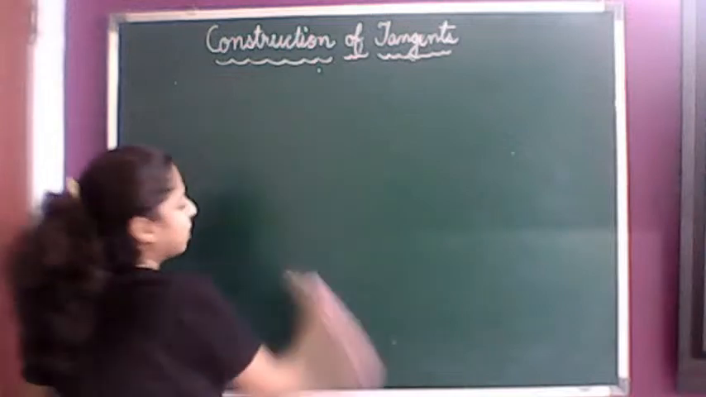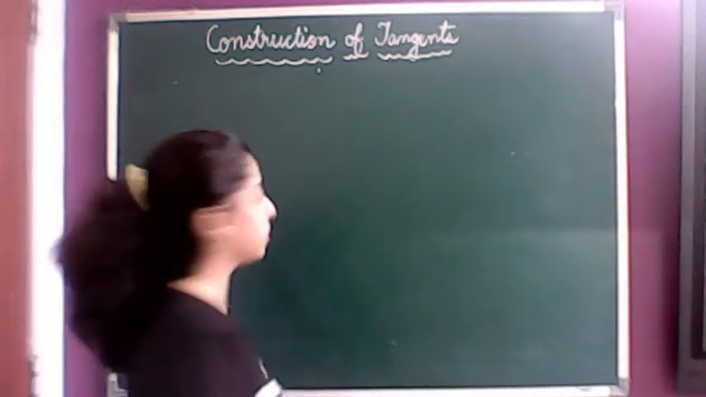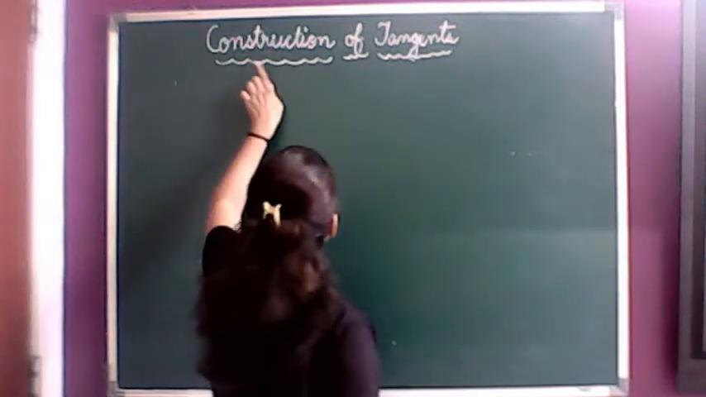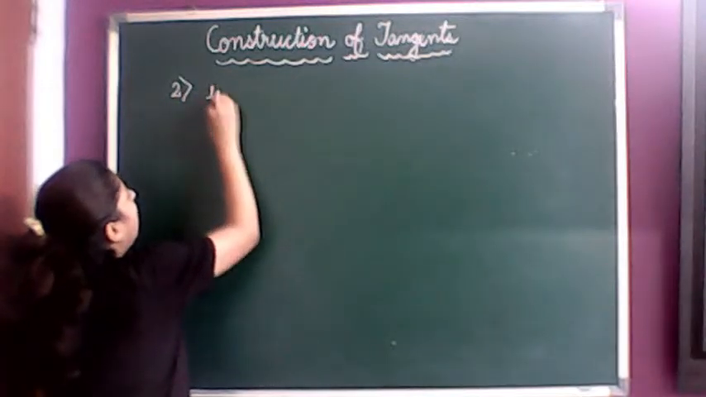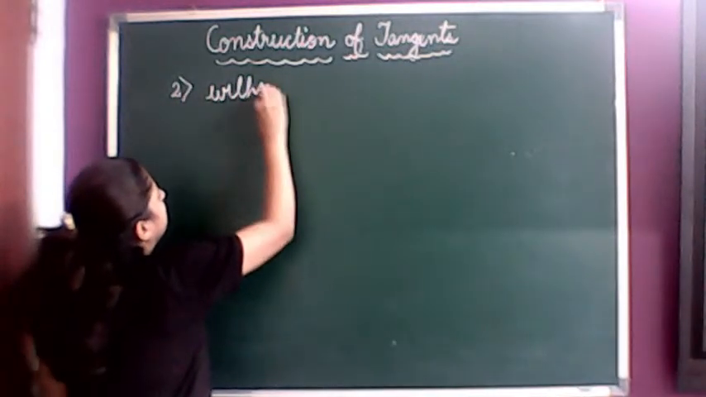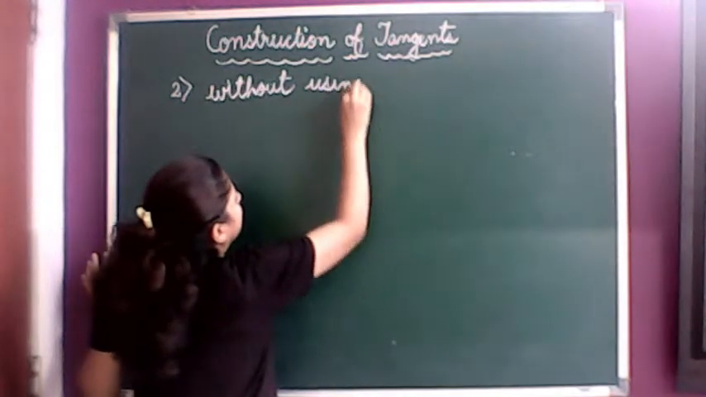So, the next type of construction is drawing a tangent without using the center of the circle. Second type, without using the center.